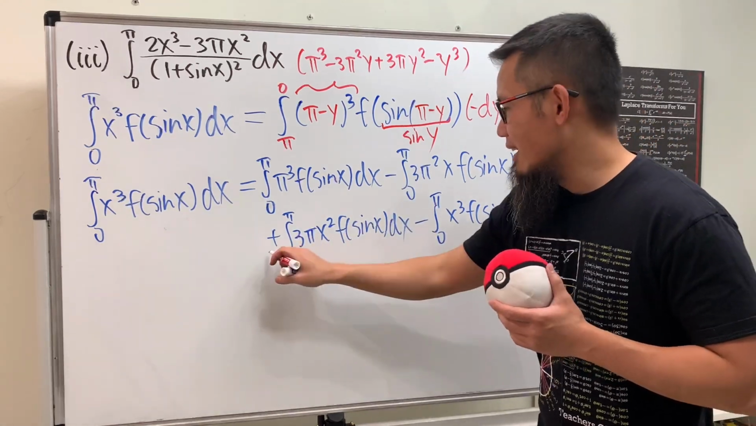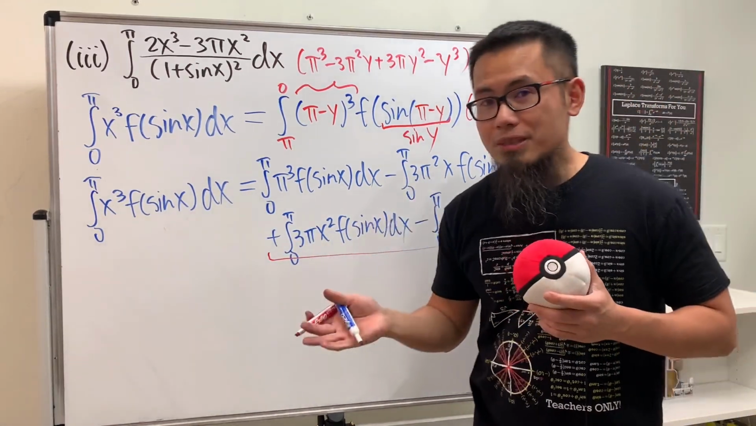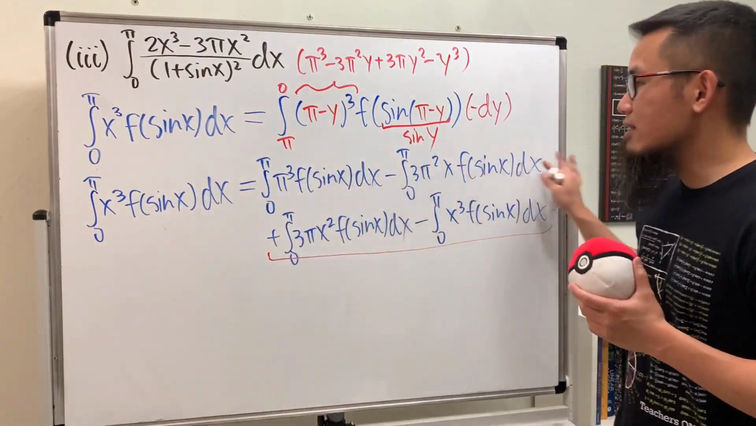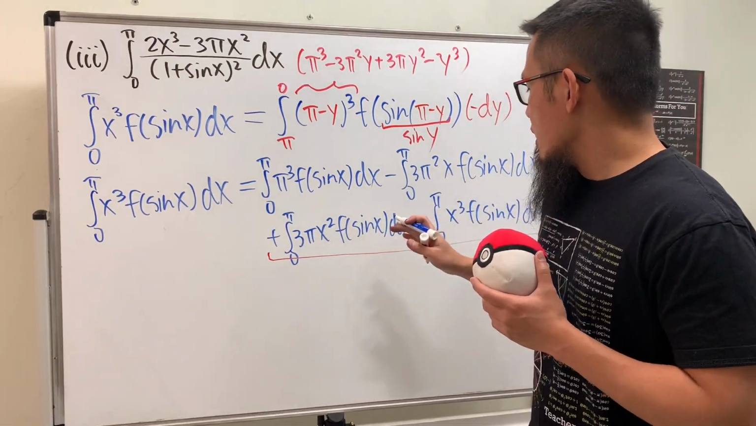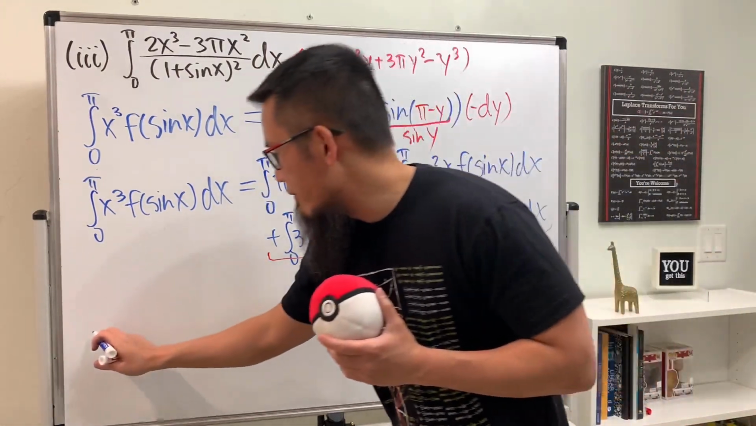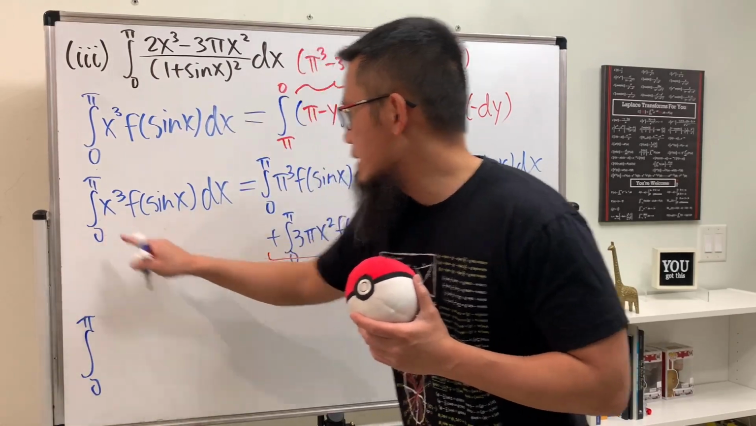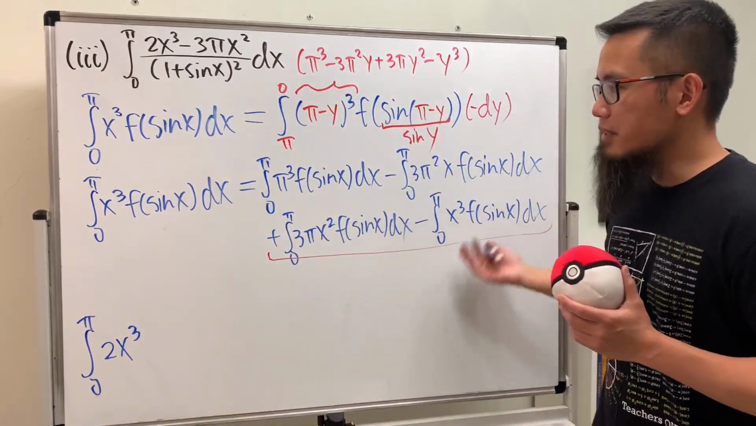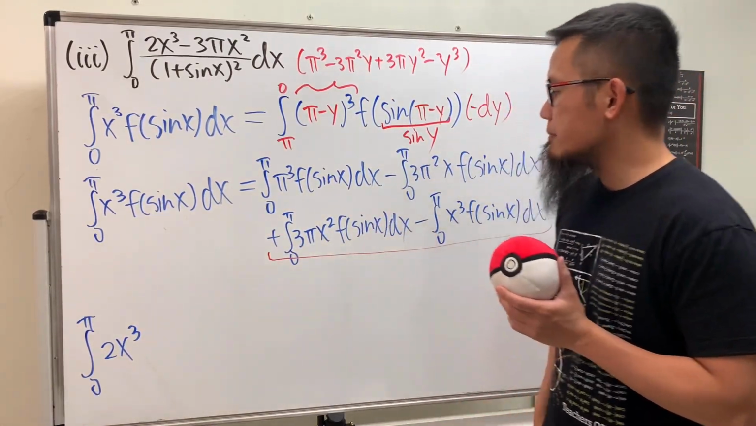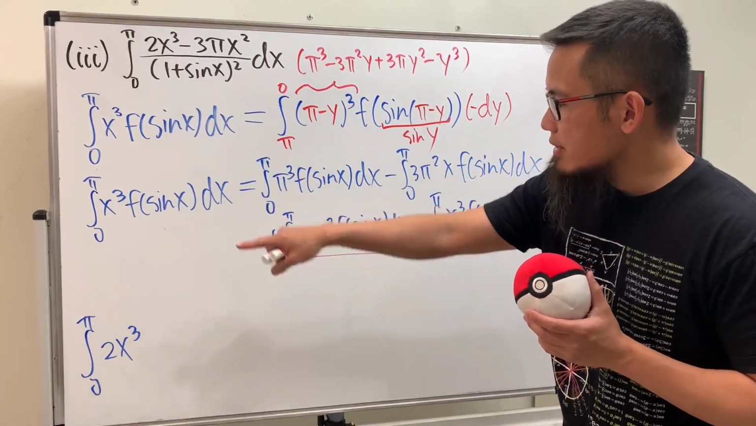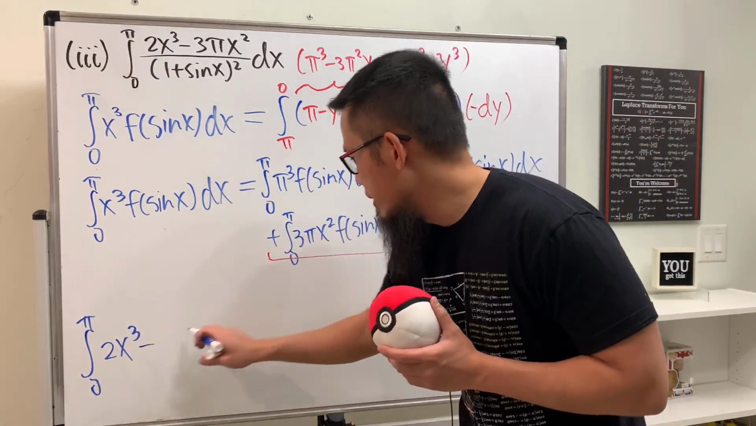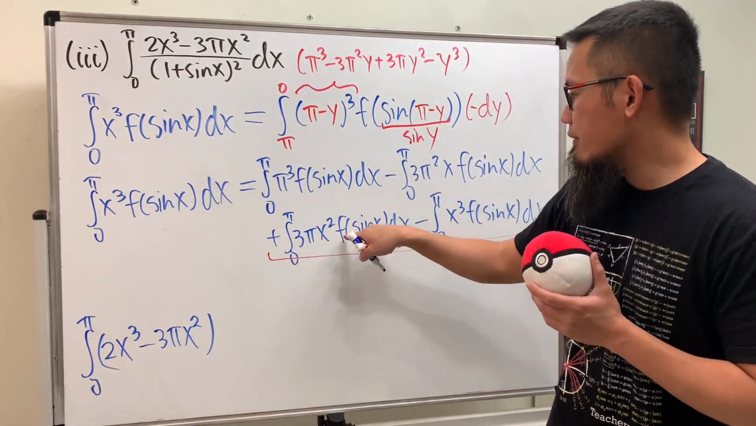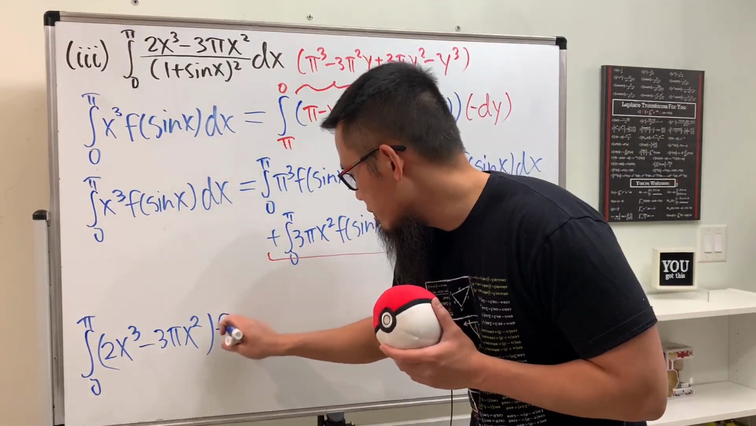This guy. Aha! So for this particular case, we are going to move both of them to the left hand side, and then we'll just have the right hand side right here. So have a look. When we move this to the left-hand side, we will have the integral going from 0 to pi, and then we'll just have 2x to the third power, and both of them have f of sine x, so I'm going to factor that out in a minute. And when we move this to the left-hand side, it will become minus 3 pi x squared. And then this right here also has the f of sine x, so we'll just factor that out right here.